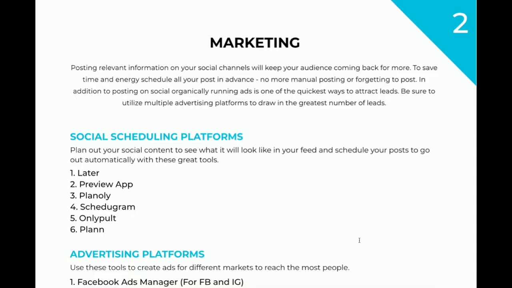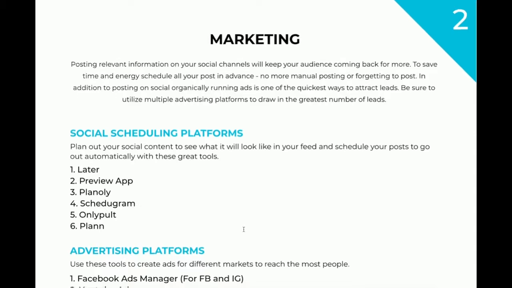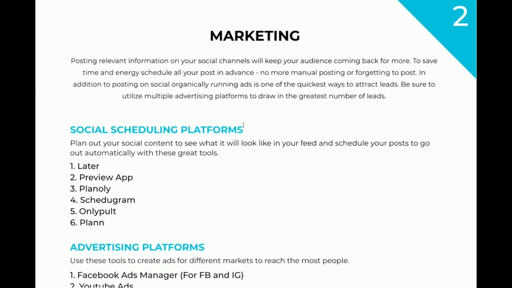So marketing is all about getting your message out there, all about getting people to see your services and what you're offering to ultimately get them to purchase. So this could be social media, posting on social media, putting out ads, all types of stuff, right? So let's go through the tools that you can use to market your business. So social scheduling platforms. These tools will allow you to plan out your social content, to see what it will look like in your feed, and schedule your posts to go out automatically.